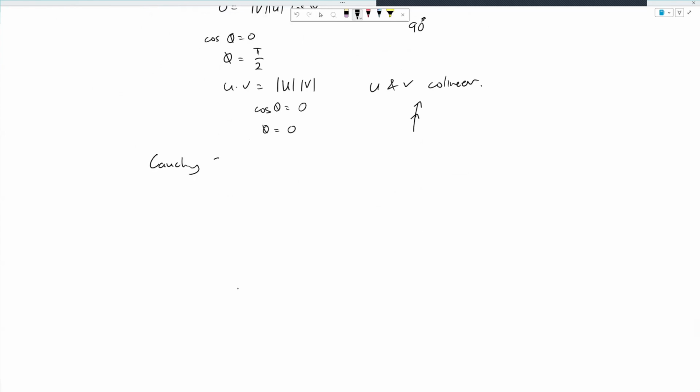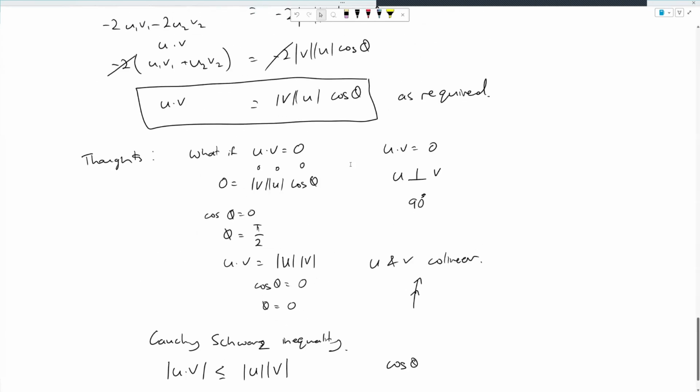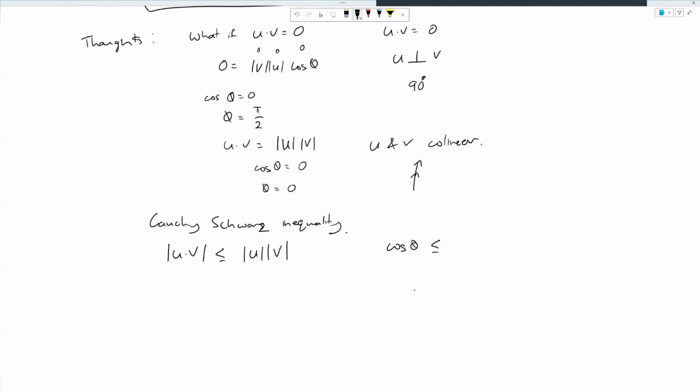I think the other point I want to bring up is that this formula gives us the Cauchy-Schwarz inequality. And what it tells us is that the absolute value of u dot v is going to be less than or equal to the length of u times the length of v. And this is purely because cosine theta, given in the original equation over here, is going to be less than or equal to 1, and greater than or equal to minus 1.